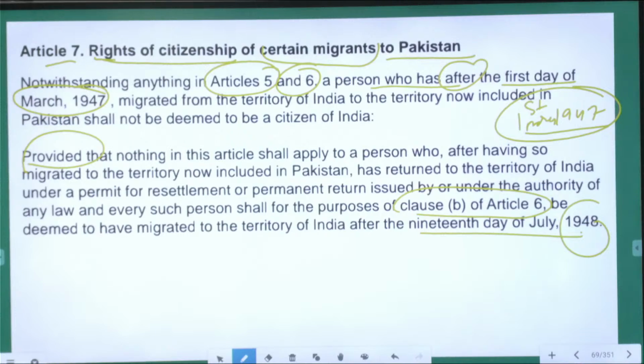So after this, if anyone migrates, then it will not be considered deemed citizenship. But if they want to come back, Article 6 will be applicable: before, on and after. Is it clear, yes or no? This is Article 7 of the Constitution.